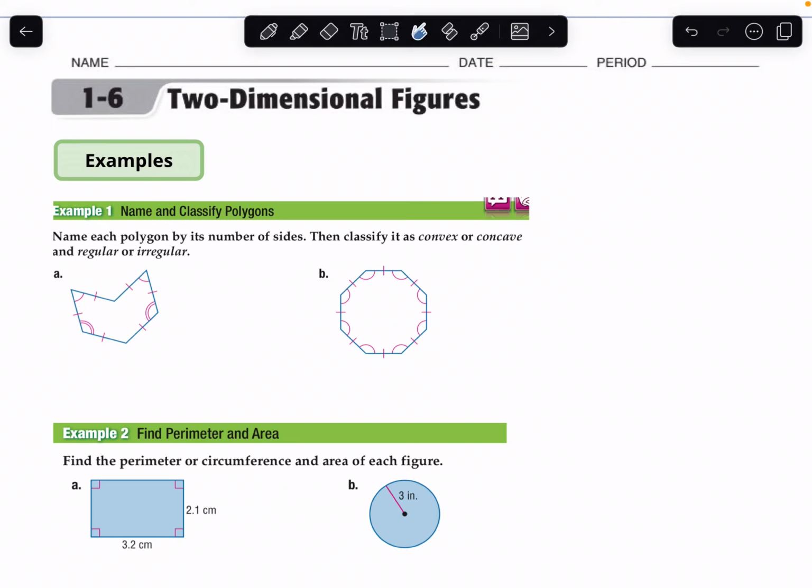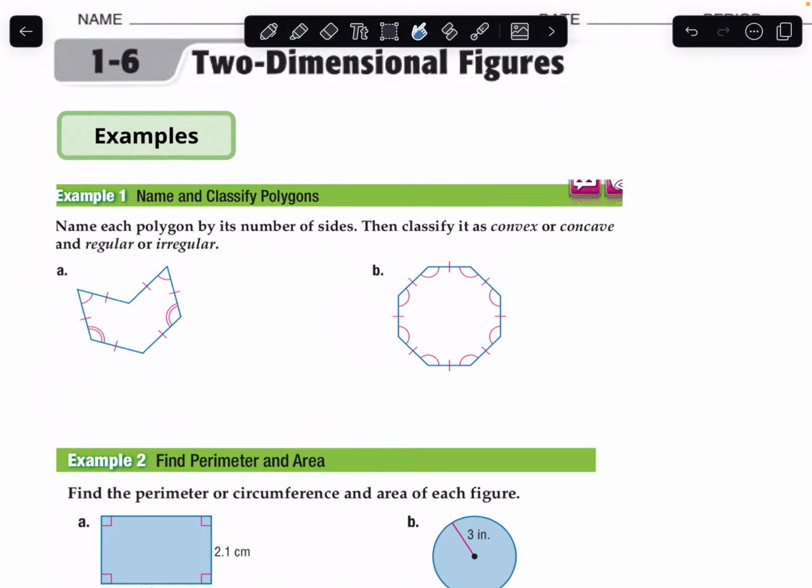Hello and welcome back to part 2 of section 1-6 of geometry. Let's now complete the example problems together. Example 1, name and classify each polygon.